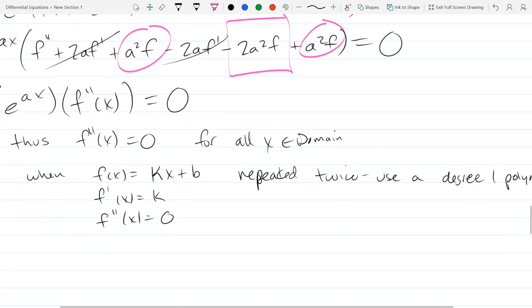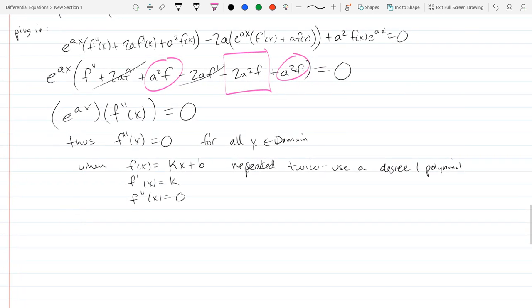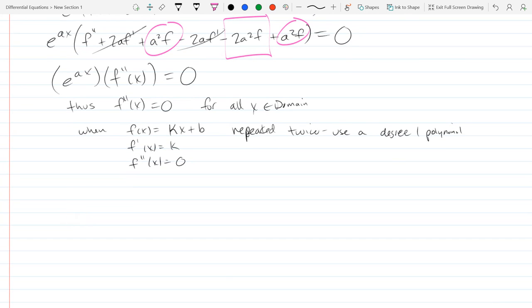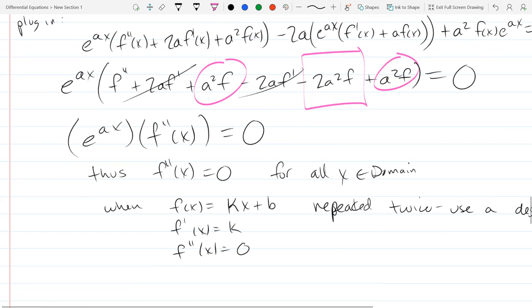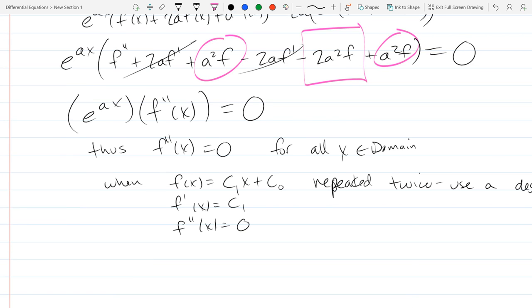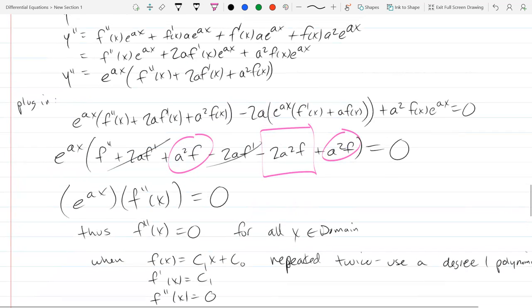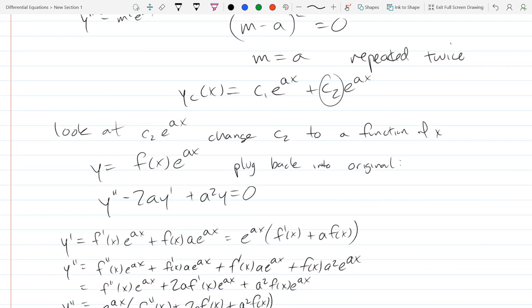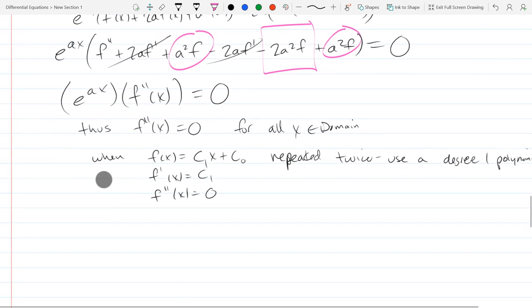So if we had something repeated three times? Repeated thrice. Then it would be a quadratic in front. And four times, whatever number is repeated, one less than that is your degree for the coefficient. So these are undetermined coefficients, so I'm going to use c's here. We'll go c1 plus c0, so derivative will be c1, a second derivative will be 0. Did I already use those subscripts also? So we used c1 and c2 already. Let's go for 3 and 4.